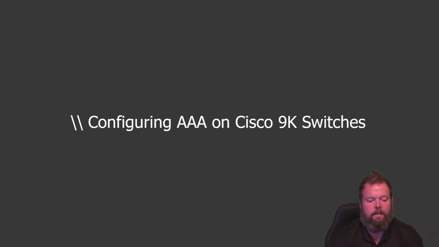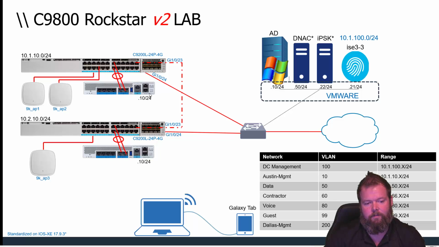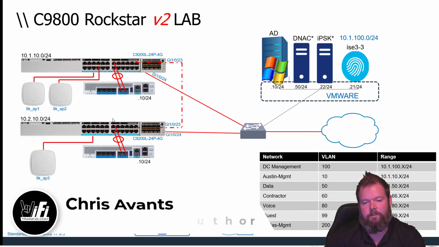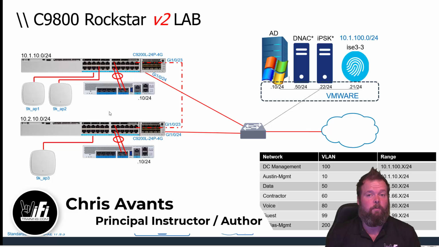So in this video we're going to take a look at configuring AAA on Cisco 9K switches. We've got our topology here, and we've got a couple switches in our topology. This one is switch 1, and this guy down here is switch 2. So far we've just done local authentication.